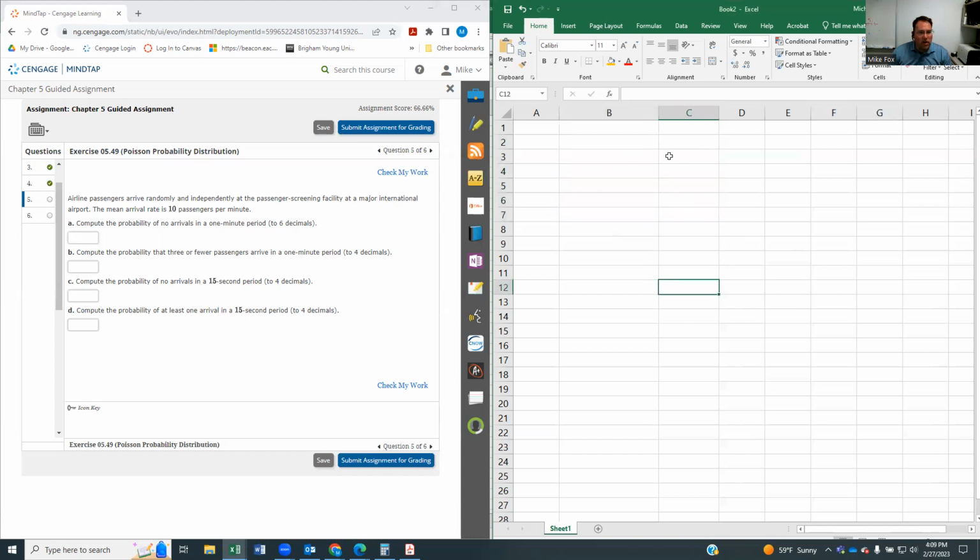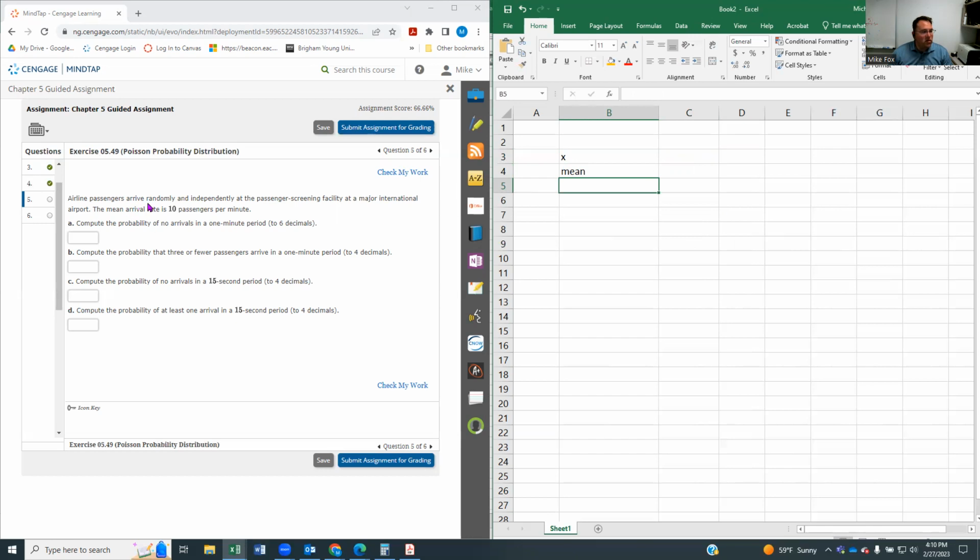So again, if we want to see the arguments of a Poisson distribution, POISSON.DIST, we need X, a mean, and then cumulative, true or false. So that's all we need. We'll set up our problem with a value of X and a mean, and then we'll type in true or false.